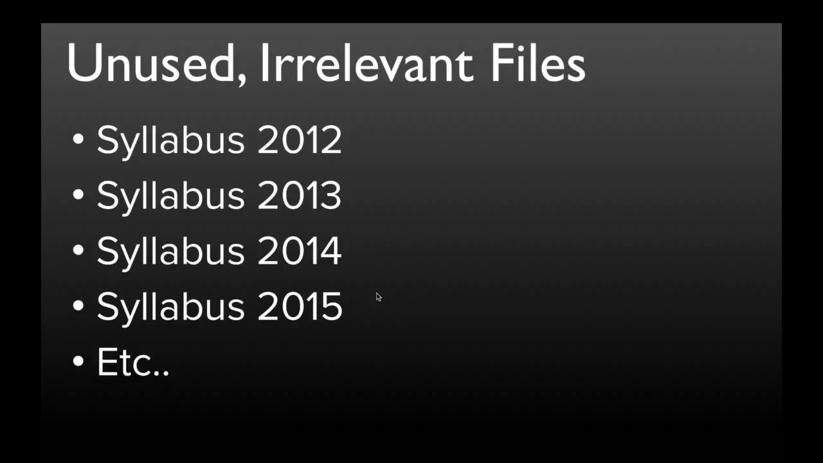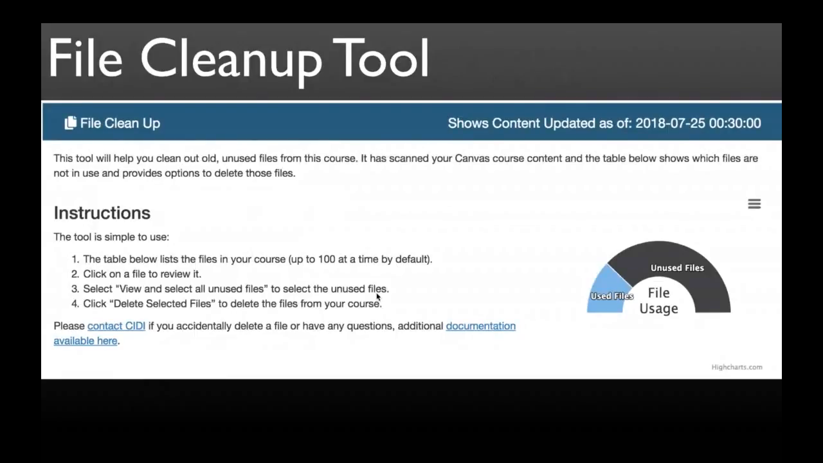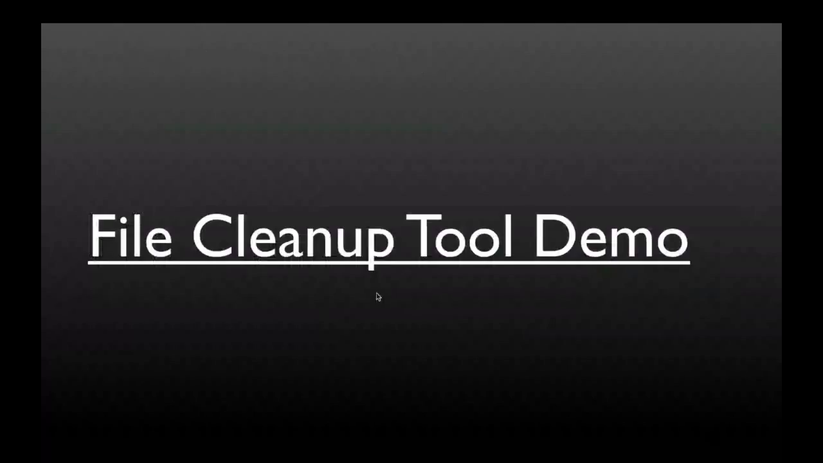The only way to figure out what that was, was to go through page by page and identify which files had links. So we built a tool, and I'm going to jump out and do a quick demo in Canvas that helps us identify content that's in use versus content that isn't in use, and then delete those files that aren't in use. So let me jump out real quick.